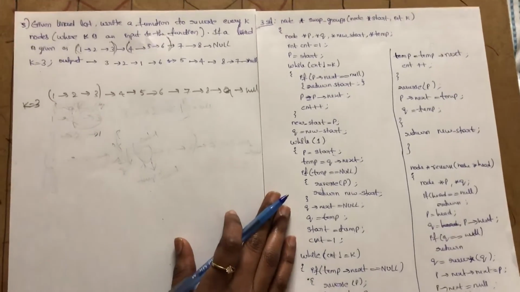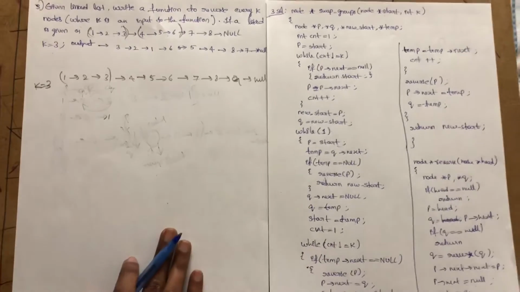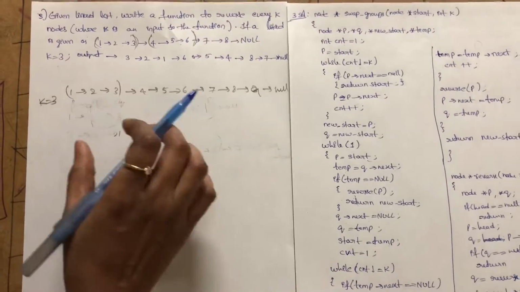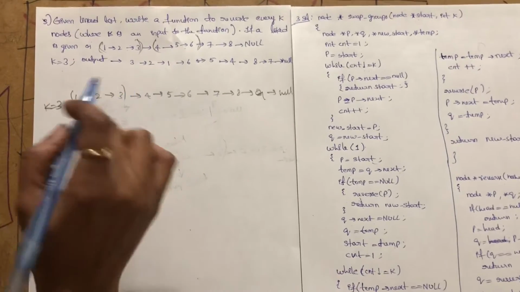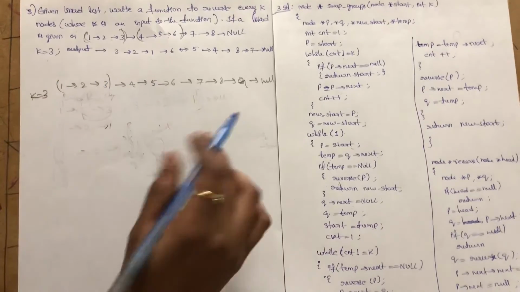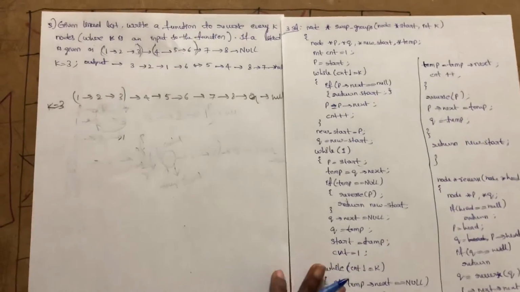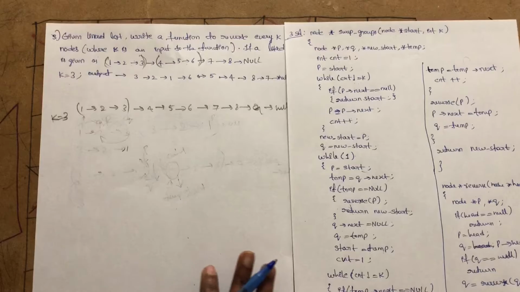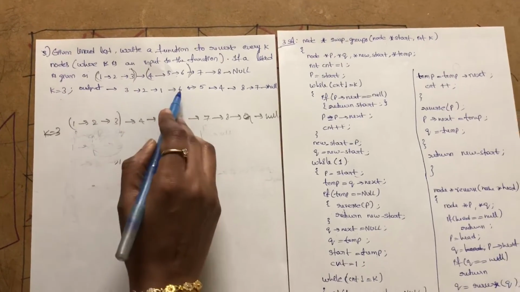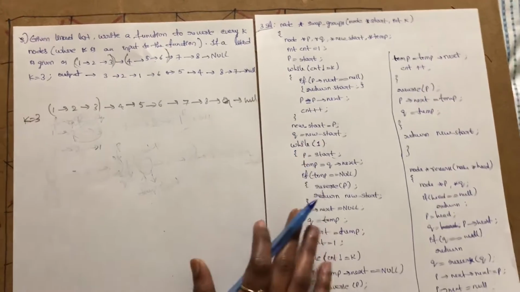So what we have to do is divide the given linked list into groups of k elements, and then reverse each group of k elements and make it a single linked list. Let's see how to implement this problem. So the output should be 3, 2, 1, 6, 5, 4 and 8, 7.